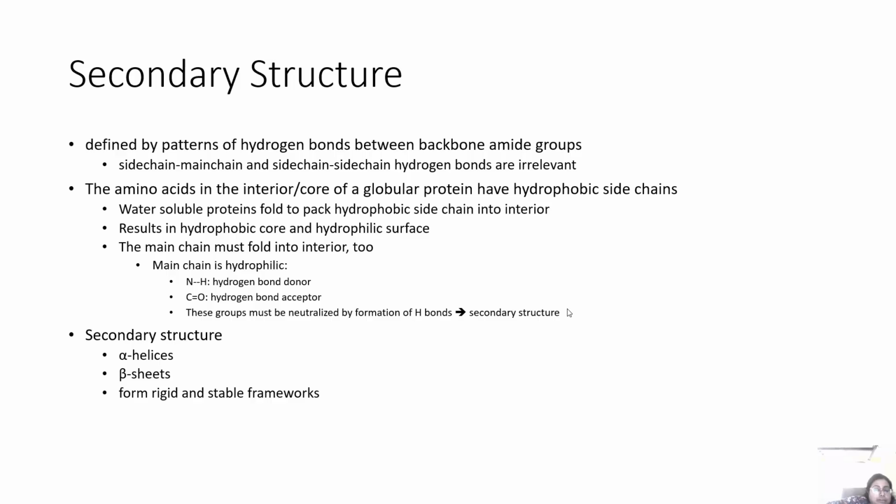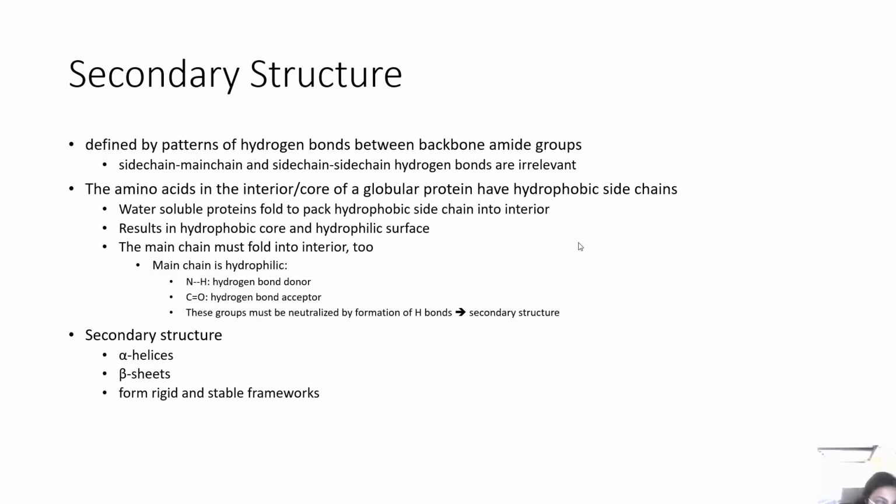Secondary structure is defined by patterns of hydrogen bonds between backbone amide groups; side chain, main chain and side chain hydrogen bonds are irrelevant. The amino acids in the interior core of a globular protein have hydrophobic side chains. Water-soluble proteins fold to pack hydrophobic side chains into the interior, resulting in a hydrophobic core and hydrophilic surface. The main chain must fold into the interior too. Main chain is hydrophilic, NH hydrogen bond donor, C=O hydrogen bond acceptor. So these groups must be neutralized by formation of H bond secondary structure.